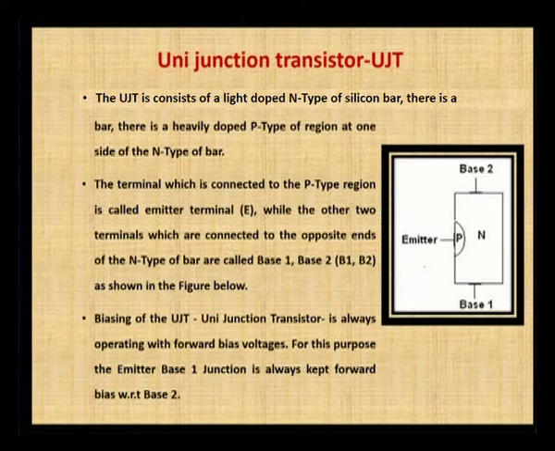Biasing of the UJT: the uni-junction transistor always operates with a forward bias voltage. For this purpose, the emitter and base 1 junction is always kept forward biased with respect to base 2. This emitter and base 1 is always kept in forward condition for operating with respect to base 2. This is how we are going to bias the uni-junction transistor in a forward bias mode.